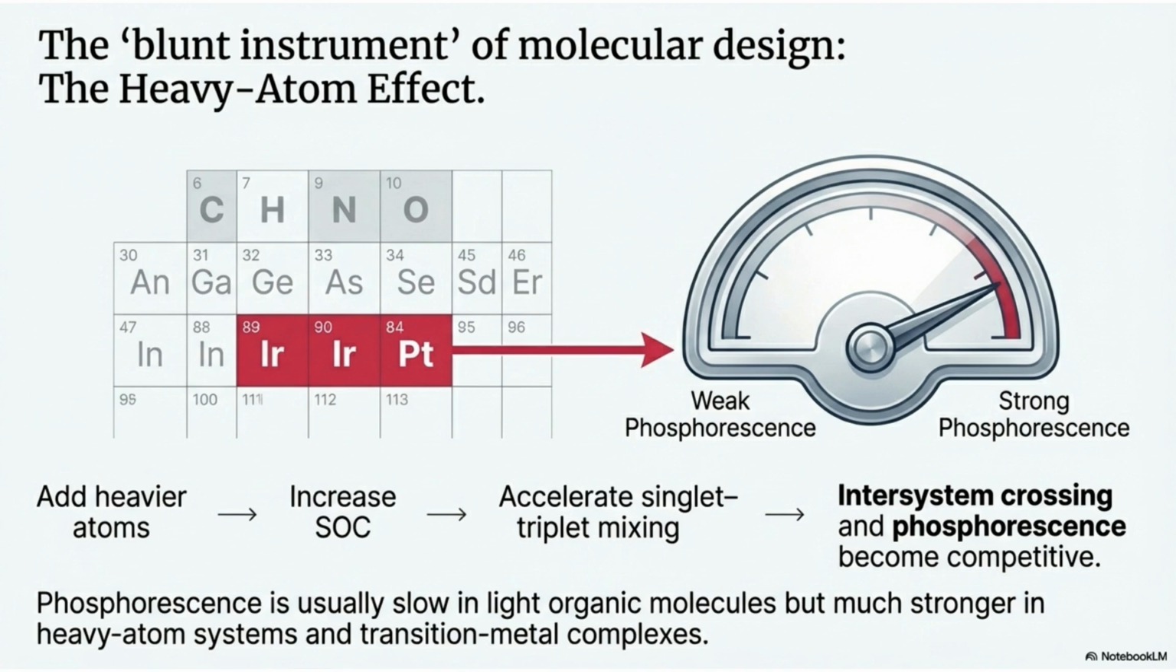The heavy atom effect is a "blunt instrument" of molecular design. Adding heavier atoms significantly increases SOC, accelerating singlet-triplet mixing. This makes intersystem crossing and phosphorescence much stronger in heavy atom systems, compared to slow phosphorescence in light organic molecules.